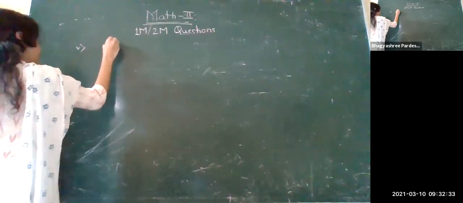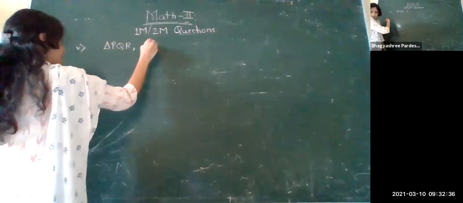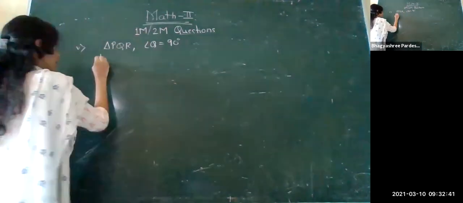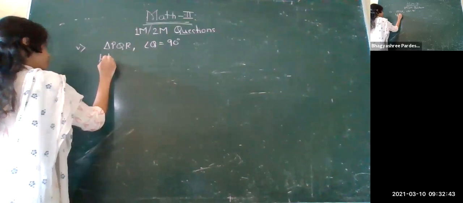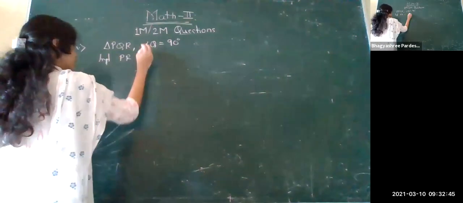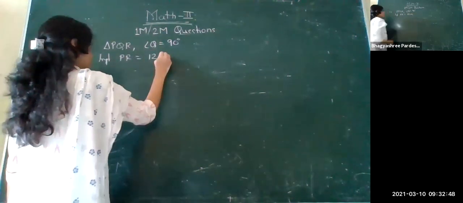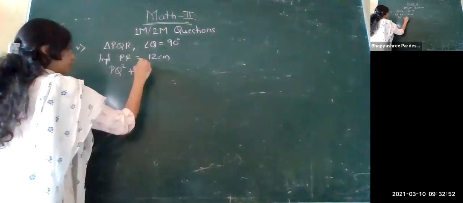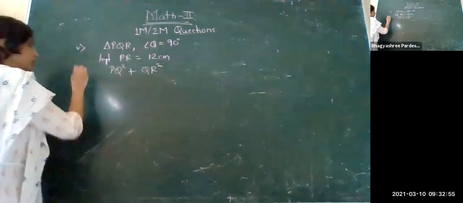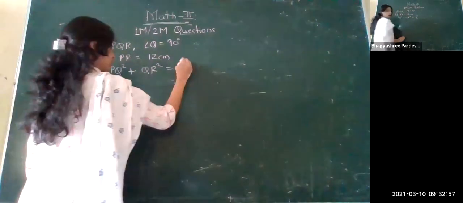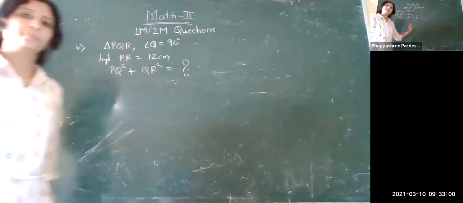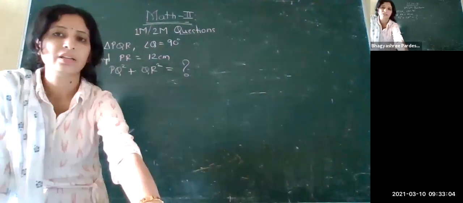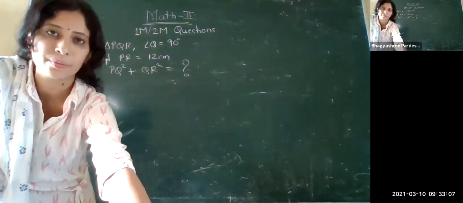Triangle PQR is given to us. Angle Q is equal to 90 degrees. Hypotenuse PR is given to us as 12 centimeters, suppose, and you have to find the sum of the squares of the remaining sides. This you have to find. How to do this? Can anyone tell me? Very easy question. We are not going to solve this one because it is very easy.